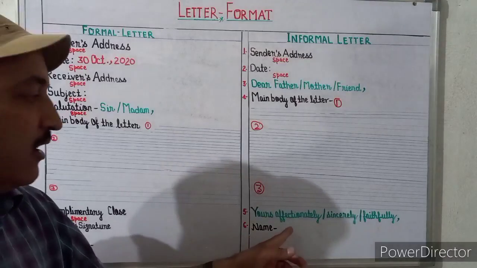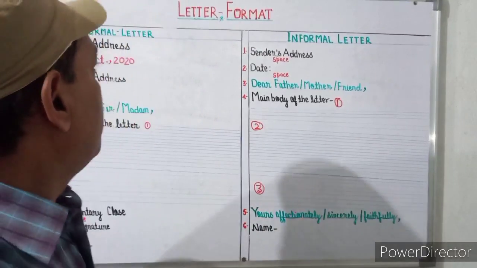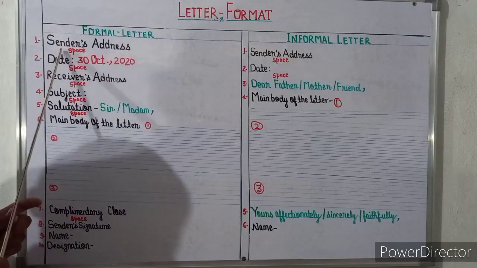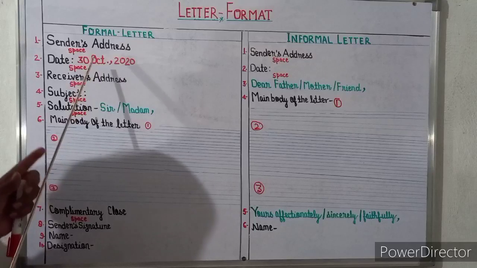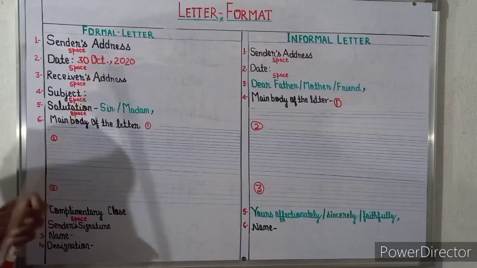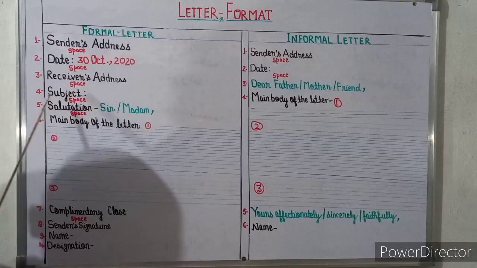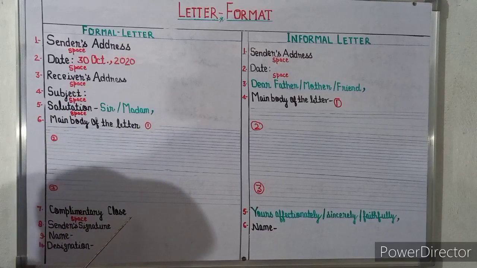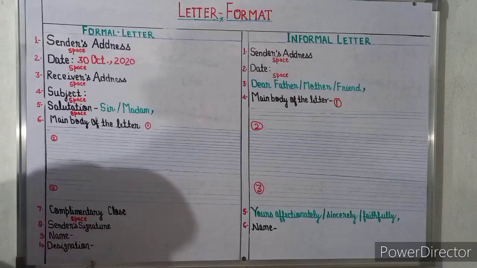In board examination, name is not required. Dear students, let us revise what we have read. In formal letter: first sender's address, second date format which must contain the name of the month, then receiver's address, then fourth point subject in minimum words, then salutation, then the sixth main body of the letter in 3 paragraphs, then complimentary clause or complimentary closing, then sender's signature, then name and designation.